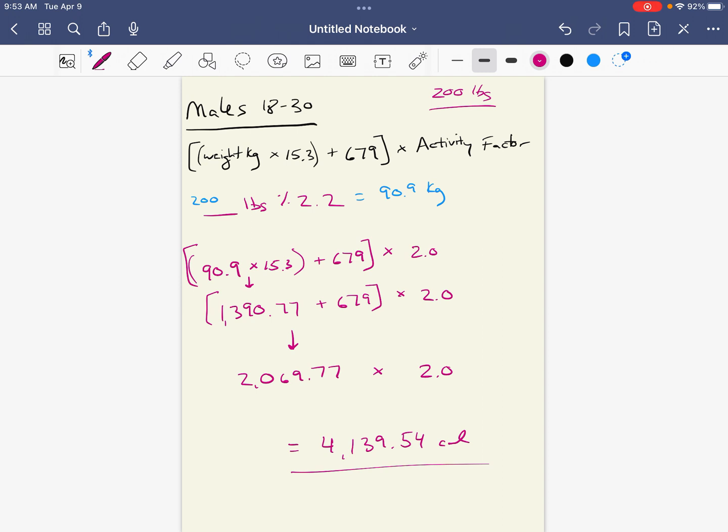You have to do it this way, folks. We have more equations coming this semester. You cannot just type it into the calculator from left to right. Do what's in parentheses first. After you do a step, write it underneath, and then continue to write the rest. And then you can go from left to right.